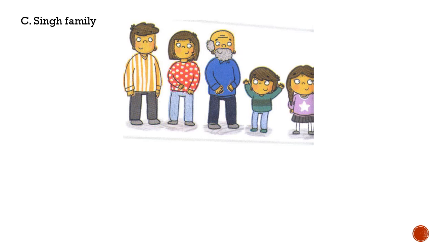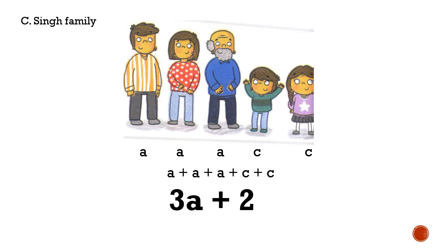For the Singh family, we have 3 adults and 2 children. So we'll write it as A, A, A, C, C. So A plus A plus A plus C plus C, which is equal to 3A plus 2C. Do we have the same answer?